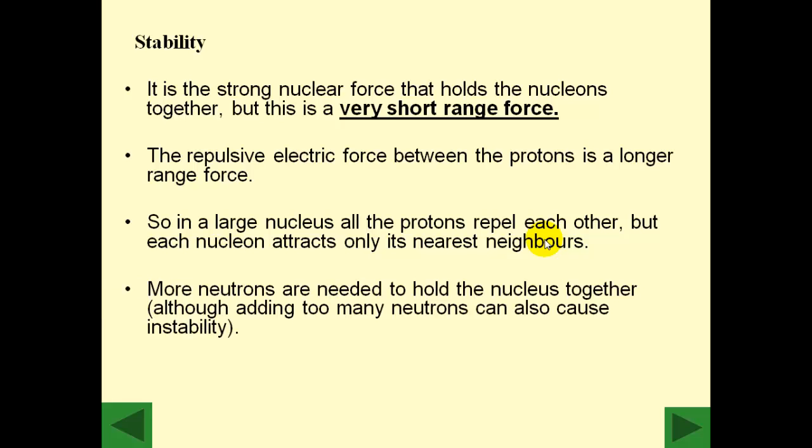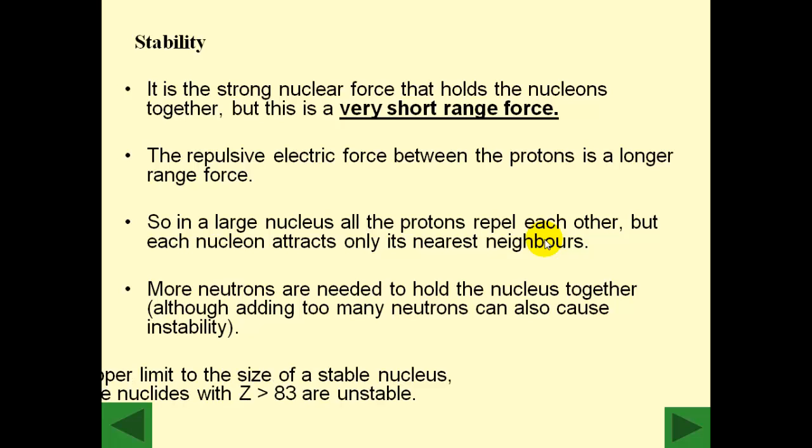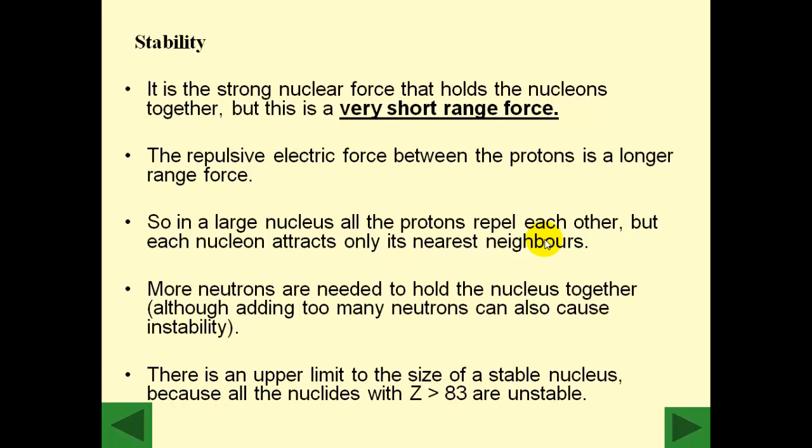Therefore, you need more neutrons to hold the nucleus together, because more neutrons provide more of the strong nuclear force. If you have a surplus of neutrons, you're able to increase the amount of the attractive force, this strong nuclear force. Also, there's an upper limit to the size of a stable nucleus. Nuclides with proton numbers Z greater than 83 are not stable.